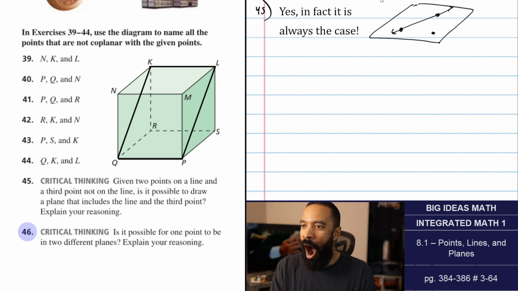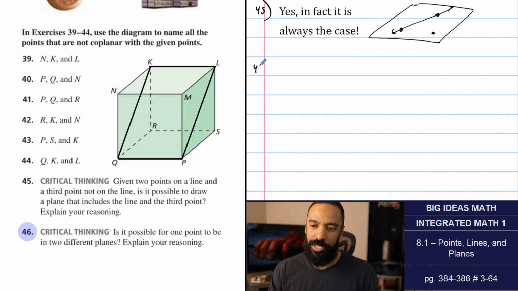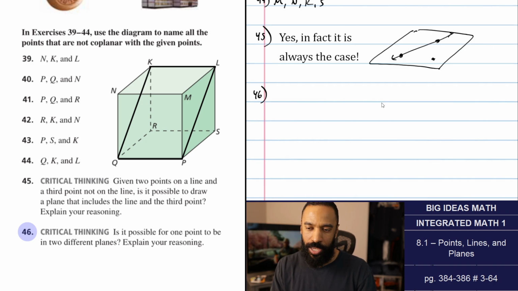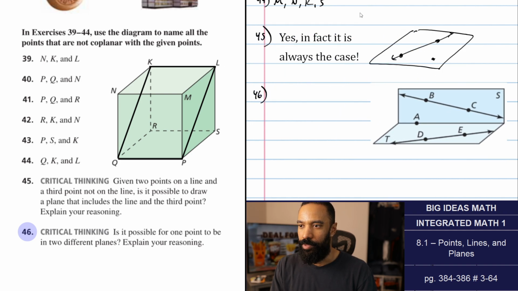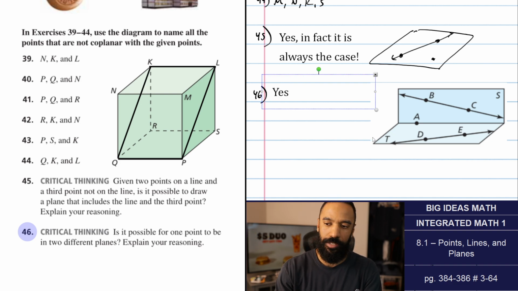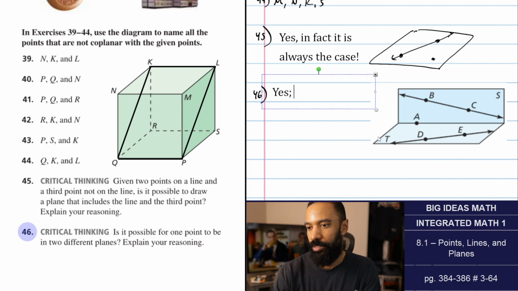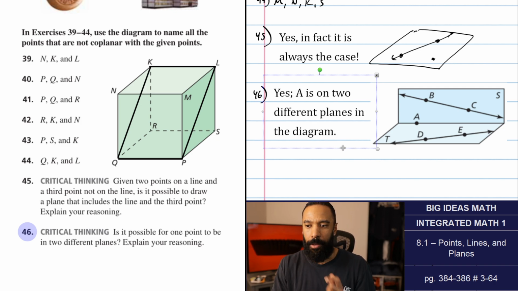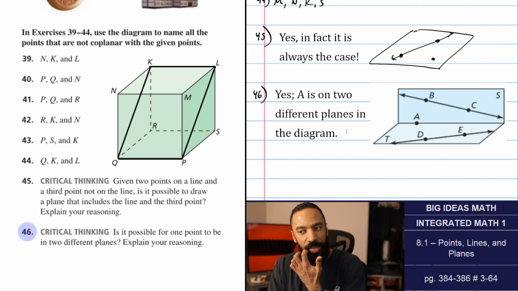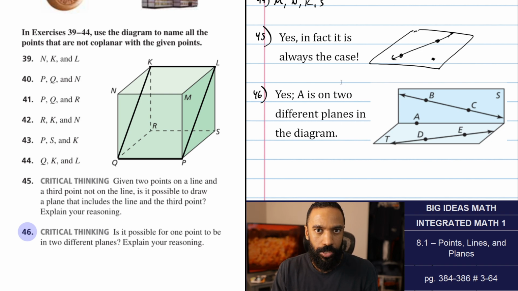I don't think they ask you to draw examples, but you can describe them, I suppose. Yes, A is on two different planes here. I forget if that was actually a question at the time. What planes is A on? Now you can draw any planes through any point. You can draw an infinite number of them. I can make up a bunch of other planes that go through A or for B, for that matter. But there's just a visual of showing that there.